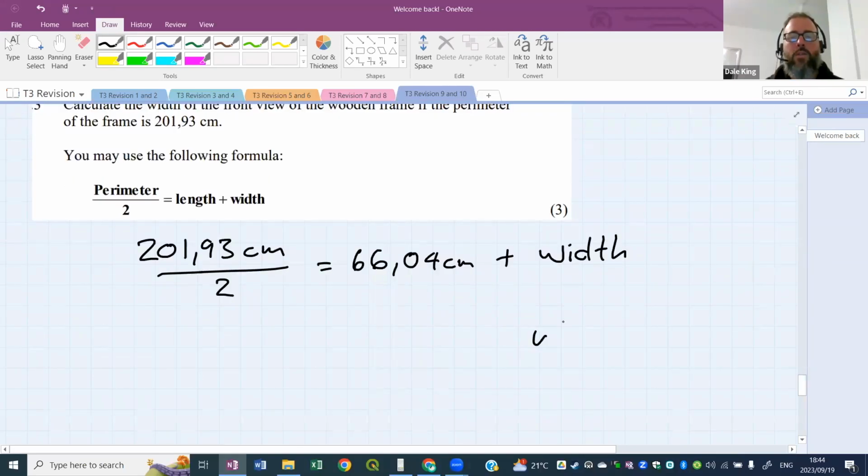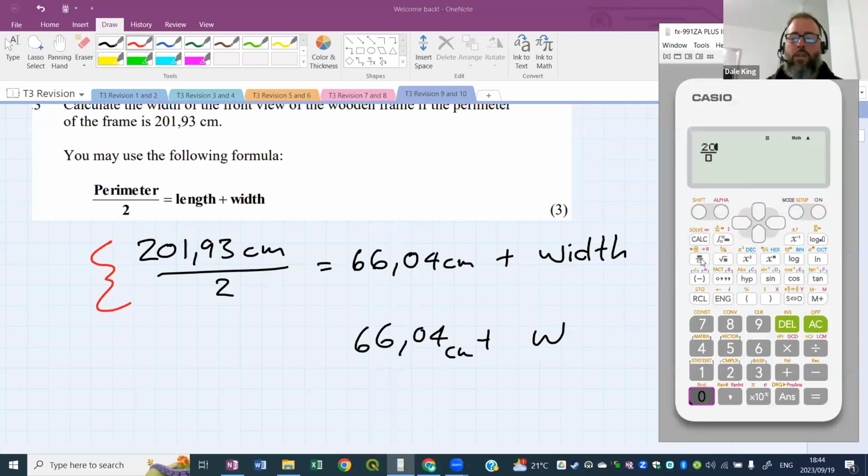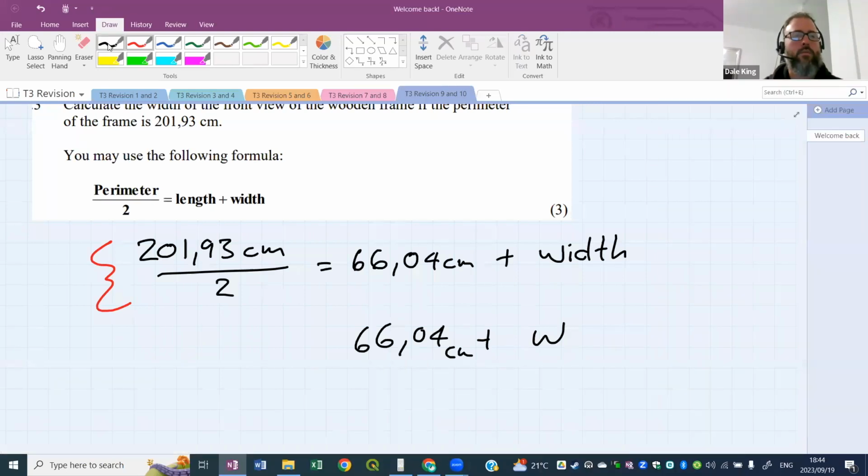So we're getting back to one of these equations where we have to move things around. Now I'm going to quickly work through this one because I want to get to this last question. I'm going to do like Ben suggested last time: simplify this, make it more simple. So 201,93 divided by 2 is 100,965. So I've just taken the top fraction and made it more simple.